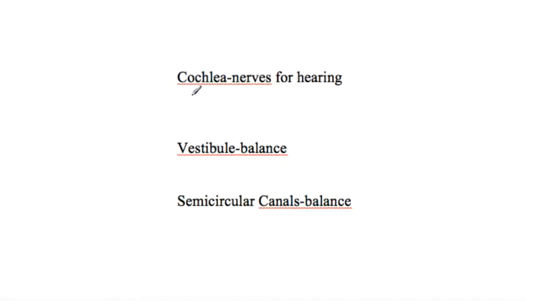And the cochlea is connected to the brain through, surprise, surprise, the cochlear nerve, which takes information on hearing to, I think it's the temporal lobe of the brain. But the ear also does two other things. It also is responsible for balance, and there's two different types of balance. So you have the vestibule here, which does balance, and that does what's called static balance.